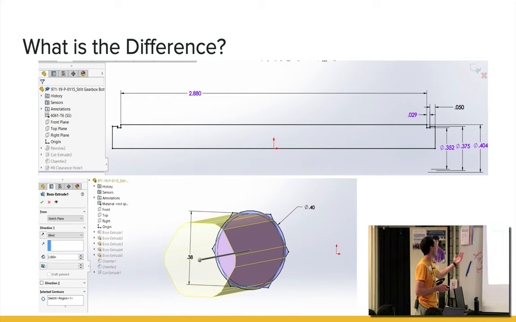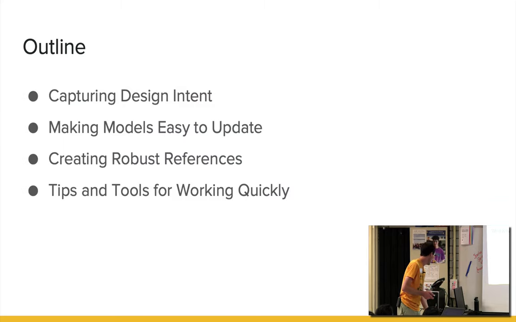The other one is stacked up from a bunch of boss extrudes, so it's harder to go in and figure out where the length is and update it. So it's going to be a lot easier to update and maintain the top one than the bottom one, and we'll go through that in more detail later. That's the high level of why it's important not just what the part looks like at the end, but also how you get to that part.